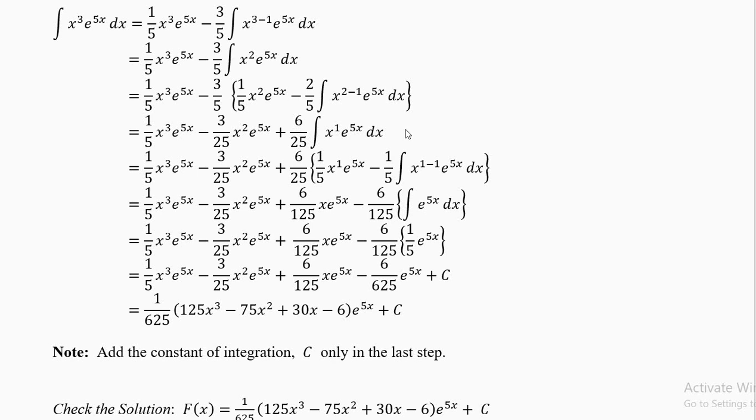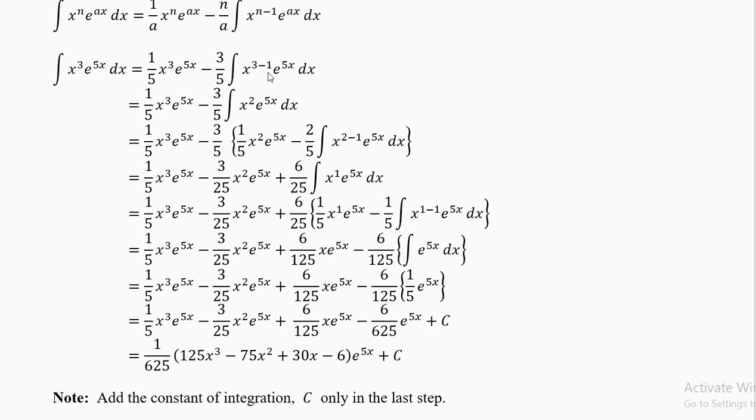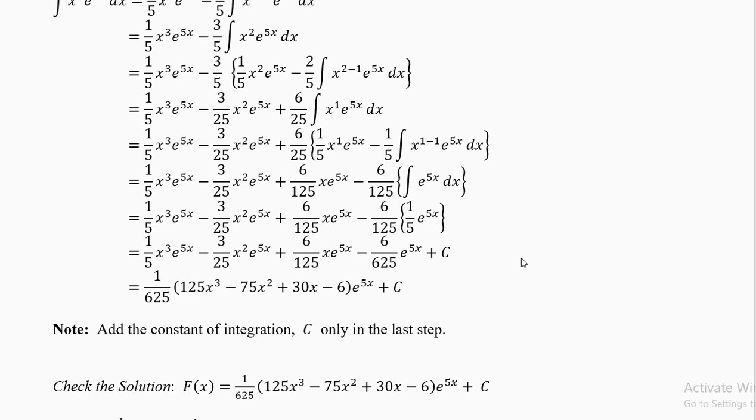We are using a reduction formula. Now again apply the reduction formula from here. It is x power 1 into e power 5x minus n by a. n is 1, 1 over 5, integral 1 minus 1 is 0. The power is 0, which is 1. We do not write the 1. e power 5x is as it is. Integration of e power 5x is 1 over 5 e power 5x. Please use brackets to keep track of these numbers. So your final integration is this.